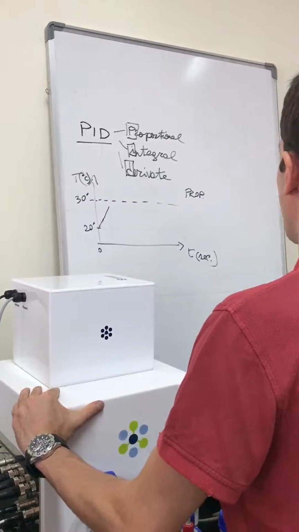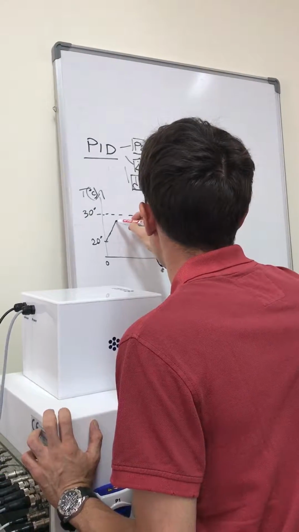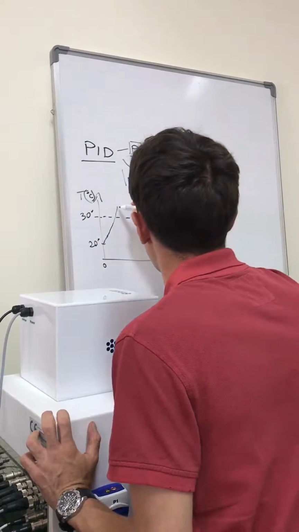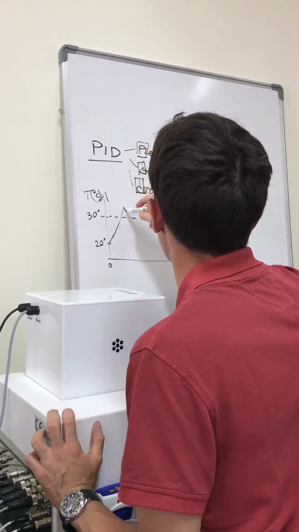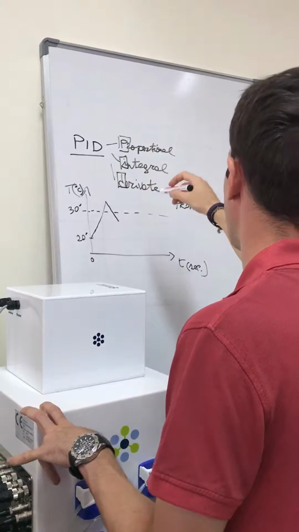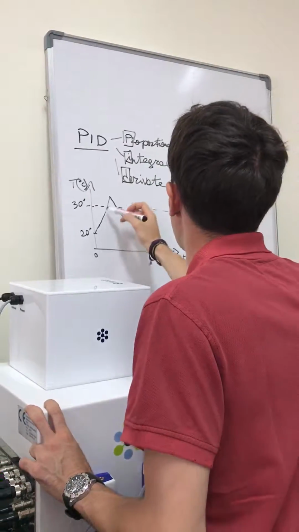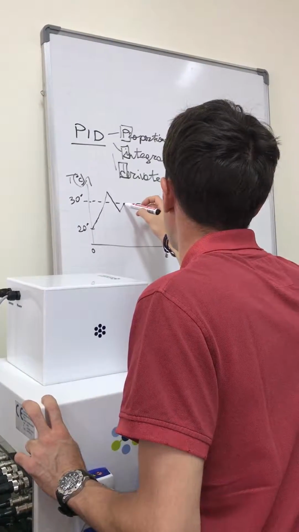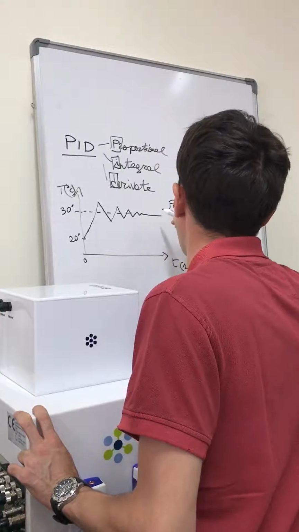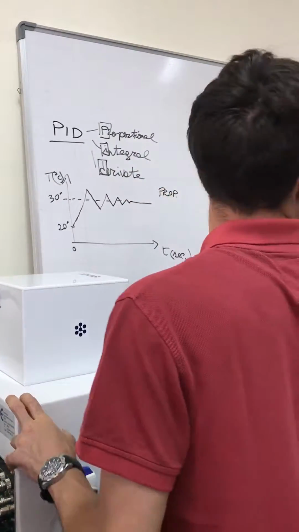Okay, but if you increase the proportional too much, the curve is like this. You can overshoot, okay, so you overpass the set value and then it stops. If you have only the proportional, you will see a curve like this. You will overpass the set value.